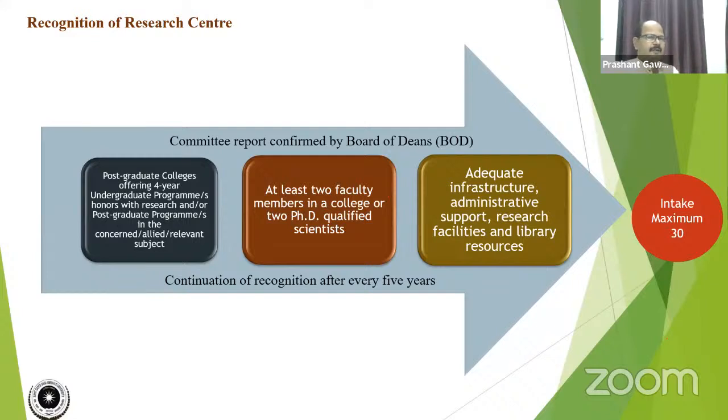Another provision is that there should be at least 2 faculty members in a college or institution, or 2 qualified scientists in the research institutions. This is another mandatory clause under the 2022 regulation. Another thing is adequate infrastructure, administrative support, research facility, and library resources.